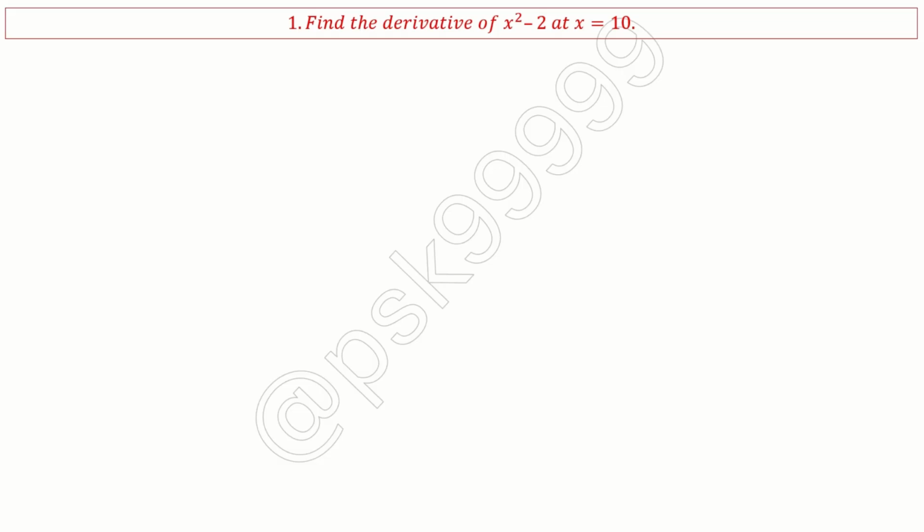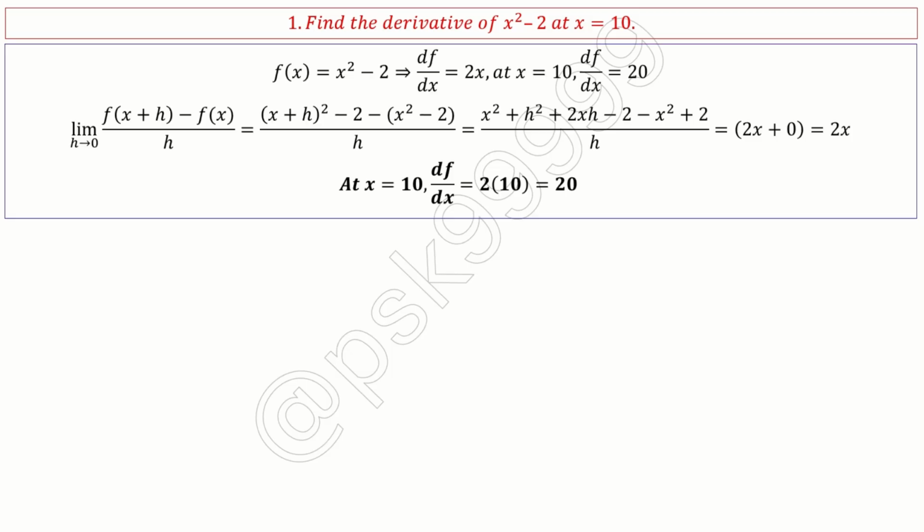Find the derivative of x square minus 2 at x equal to 10. This is a very simple problem. We can directly solve it because it is in the form of x to the power of n. Differentiation of x to the power of 2 is nothing but 2x, and at x equal to 10, the value is 2 into 10, which is 20.